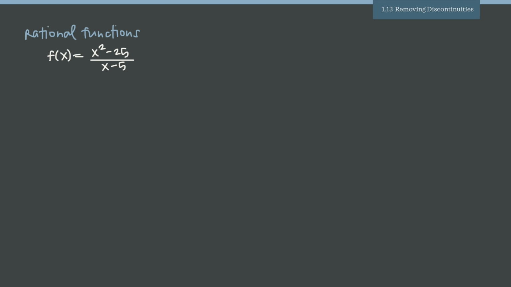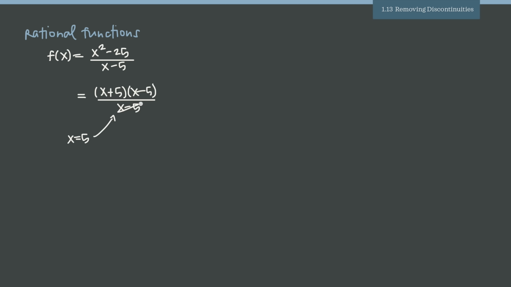The first is a rational function. And the idea here is that we factor as we normally would, and we get x plus 5 and x minus 5, and then we have x minus 5 here. So what we see is that we have a removable discontinuity when x is equal to 5, because if we were to plug 5 into the function, then we would get 0 in the denominator, which is going to give us that point discontinuity or that removable discontinuity at x equals 5.